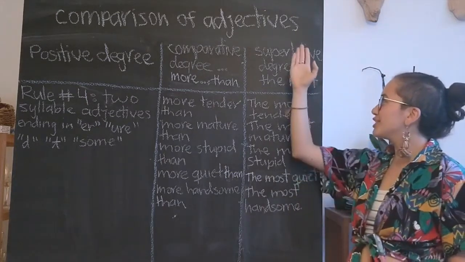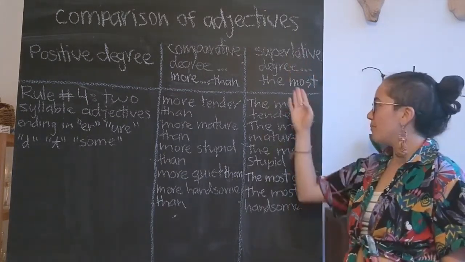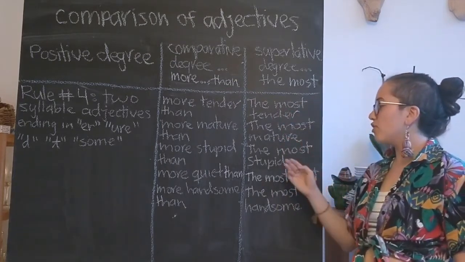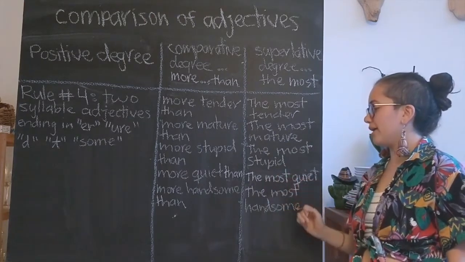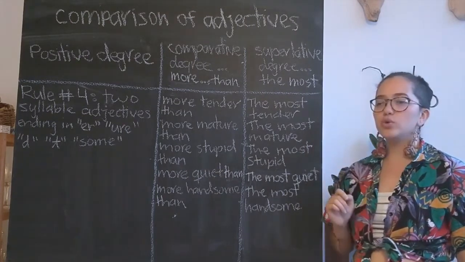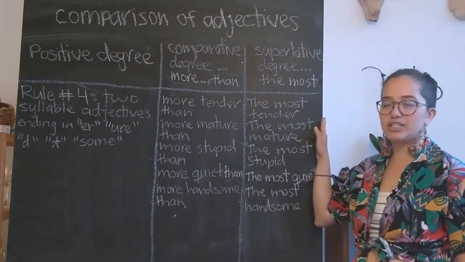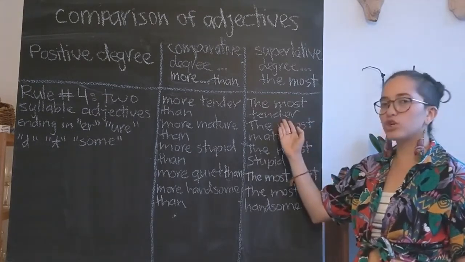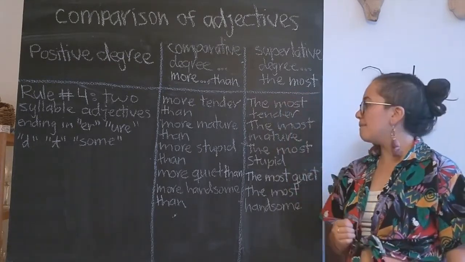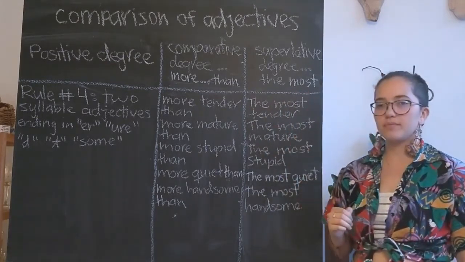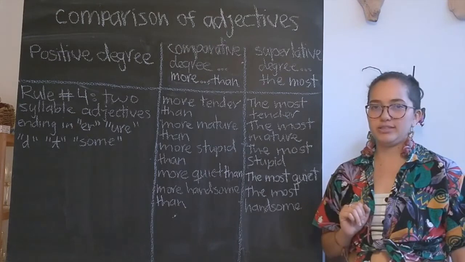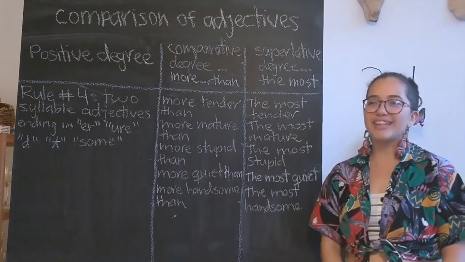Okay, now with the superlative degree, we use the most. So we would say the most tender, the most mature, the most stupid, the most quiet, the most handsome. Now, with this, we show that this is the highest degree, correct? So here we put the original form of the adjective after the most. So we would say, Megan is the most mature. Flo is the most quiet out of all the friends. Okay, now let's look at the next two rules.